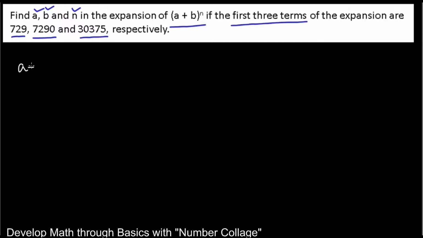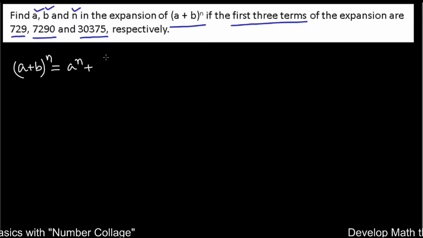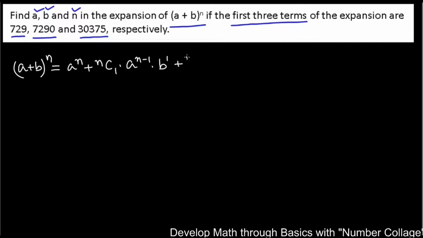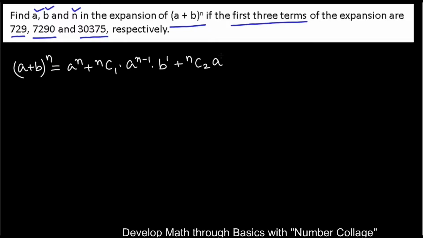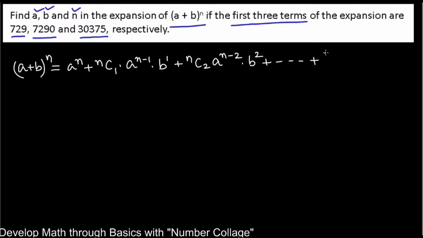In the next example, we have to find a, b, and n in the expansion of (a + b)^n if the first three terms of the expansion are 729, 7290, 30375 respectively. We have the binomial expansion (a + b)^n as a^n + nC1 a^(n-1) b^1 + nC2 a^(n-2) b^2 + so on and so forth, plus b^n.